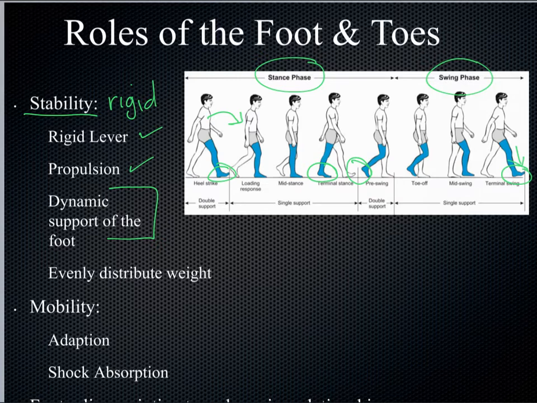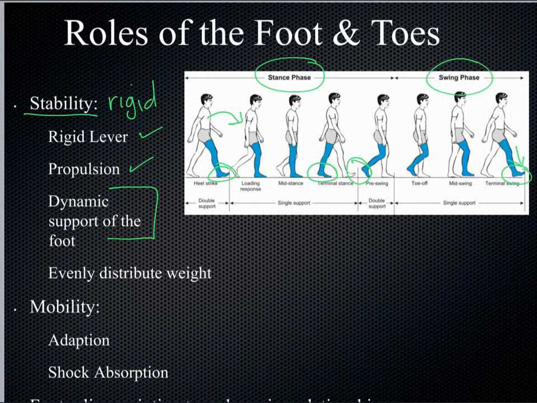So when you're thinking, okay, when I'm watching gait, what should I be seeing the foot behave like? Well, in heel strike, terminal stance, and pre-swing, we should be making sure that that foot is able to get into a supinated rigid position to allow us to propel, right?